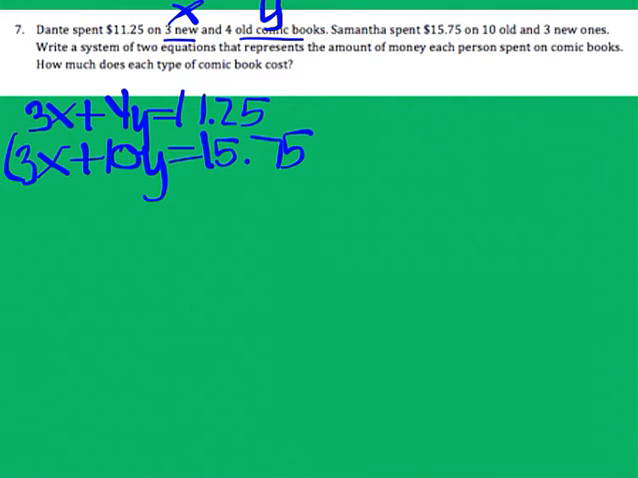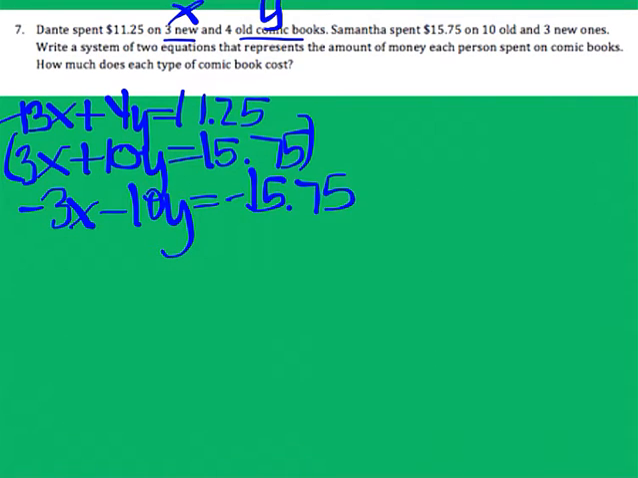So now I see that I have 3x on the top and on the bottom. So what I'm going to do is just multiply this bottom one by a negative 1. So when I do that, I get negative 3x minus 10y is equal to a negative 15.75. So now I'm going to go ahead and add down the columns. Okay, so 3x plus negative 3x, that's going to cancel.